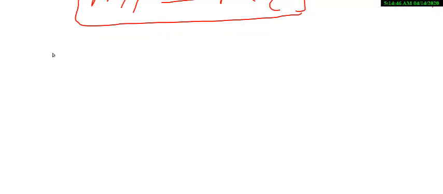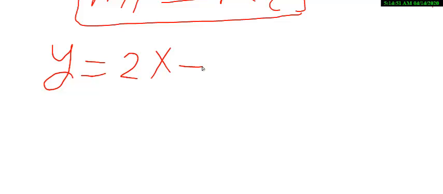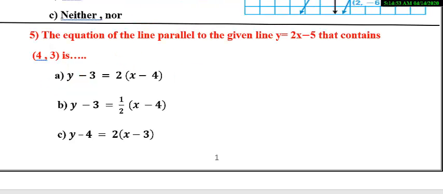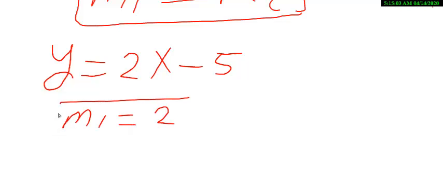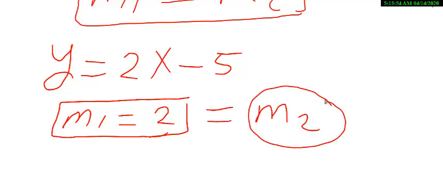y equals 2x minus 5. So the slope is M1 equals 2. And this will be the same as M2 for the second line, which is 2. So M2 for the new line will be 2 as well.